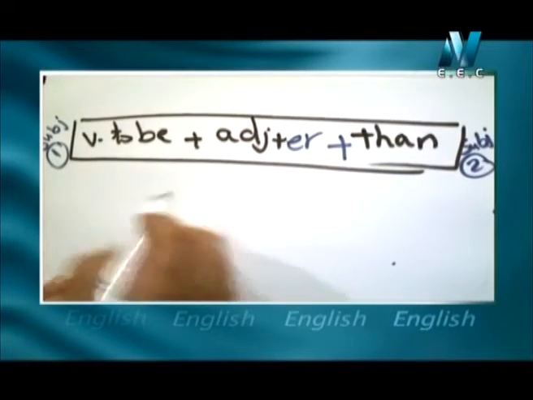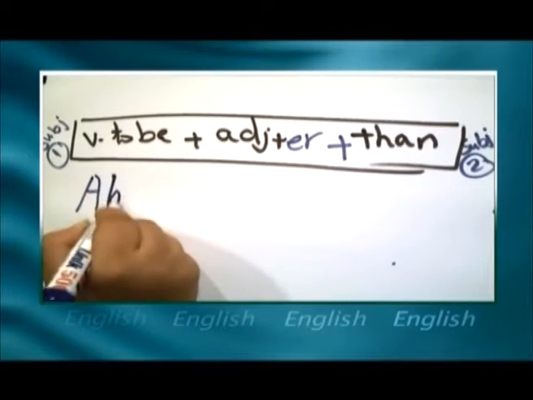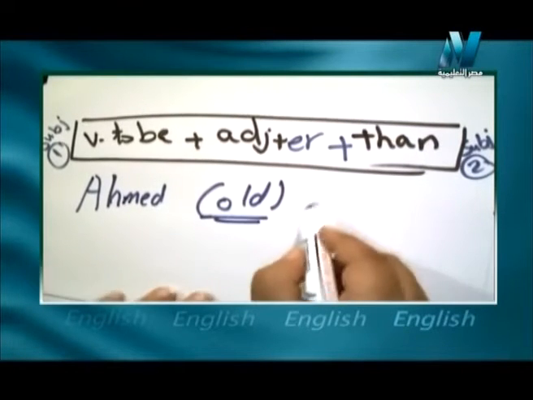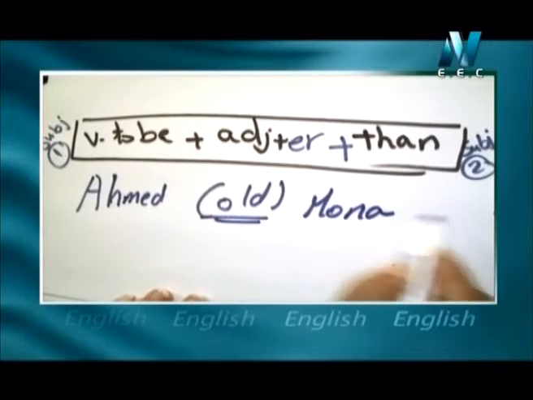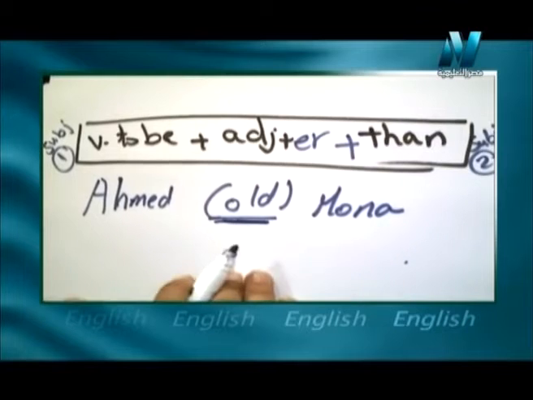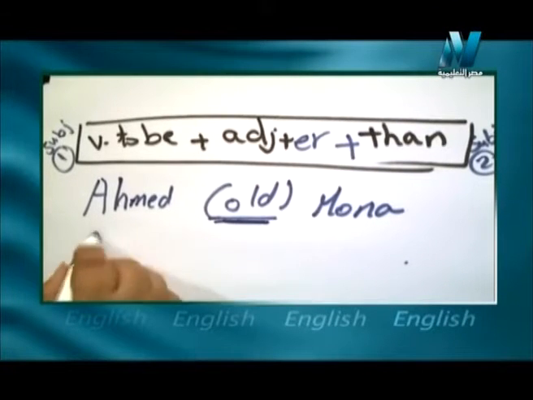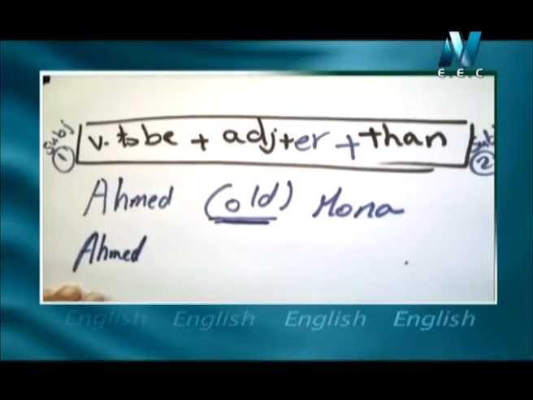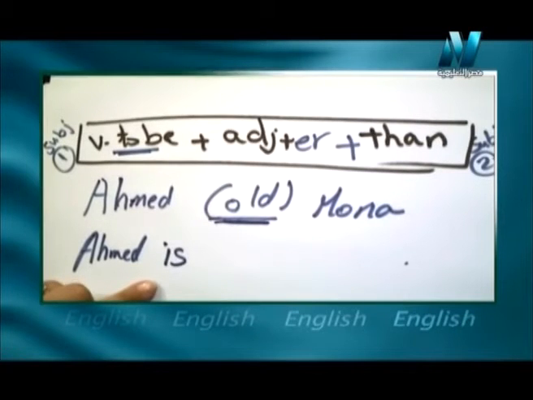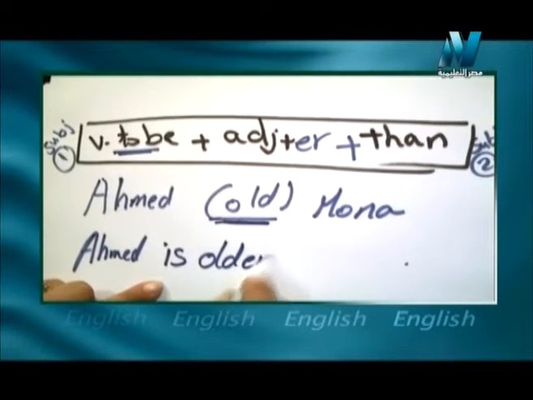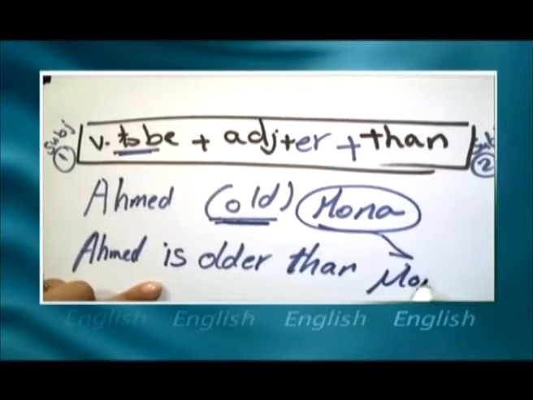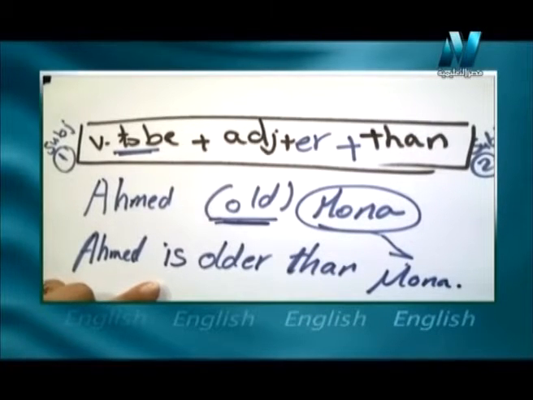Let's have another example. When I say Ahmed, and I have the adjective old, and I have Mona. I want to say Ahmed is older than Mona. Let's do it. I will say Ahmed. This is the subject number 1. Where is verb to be? Ahmed is. Where is the adjective plus er? It's going to be older than, and subject number 2, which is Mona. Ahmed is older than Mona.